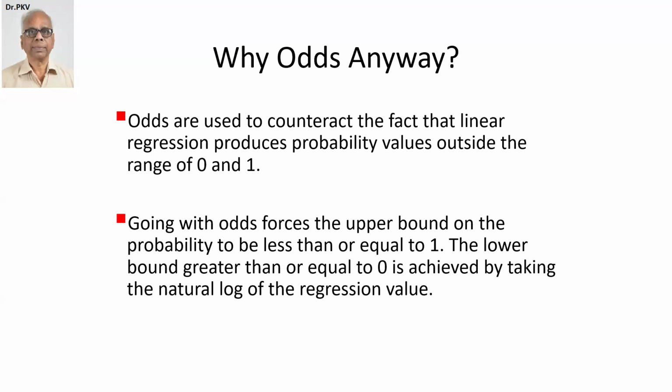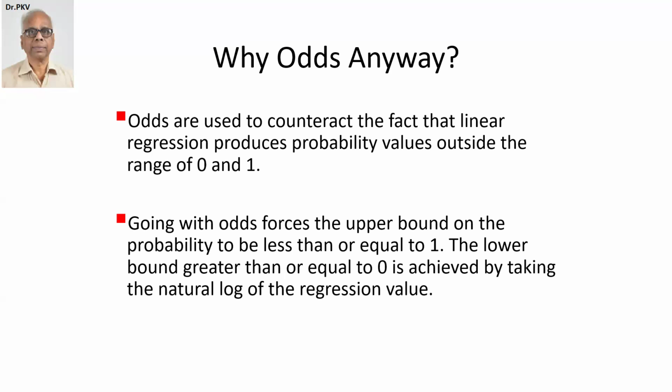So if you use odds, it will force the probability to be less than or equal to 1 on the upper bound and greater than or equal to 0 on the lower bound. And the greater than or equal to 0 is achieved by taking the natural logarithm of the regression value. We will see how it works later. So this is the beauty. Odds are used in logistic regression to ensure that the predicted probability always remains between 0 and 1.